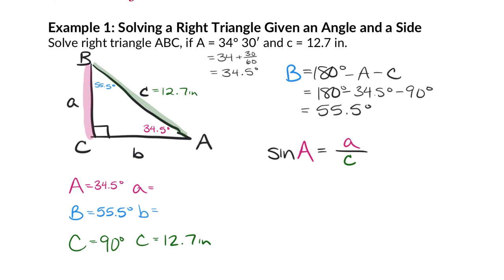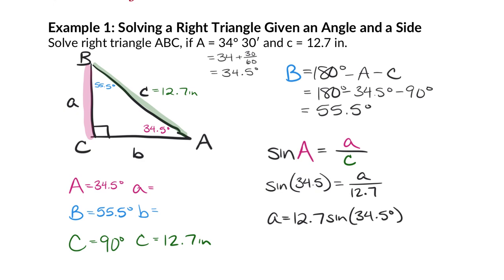Yeah. So here, if we do sine of A, we're doing the sine of 34.5 equal to something, I don't know what A is yet, divided by 12.7. How do I solve for A? Yes, multiply or cross multiply, same concept, multiply on both sides. You eventually get that little a would be equal to 12.7 multiplied by sine of 34.5.